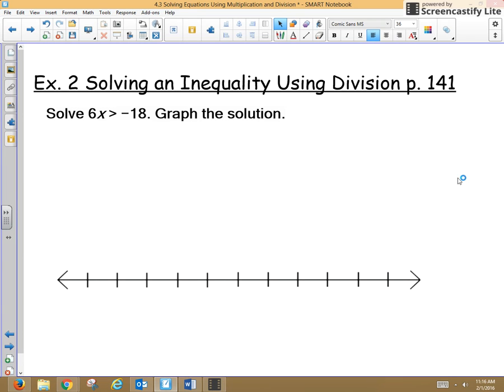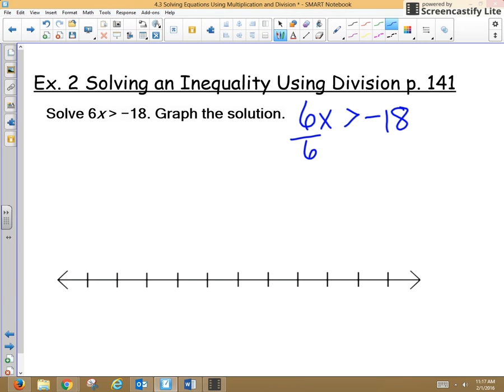All right, example 2. Solving an inequality, this time we're using division. 6x is greater than negative 18. I'm going to rewrite this over here. To isolate x, I divide both sides by 6. 6 divided by 6 is 1. 1x, or x, is greater than negative 3.